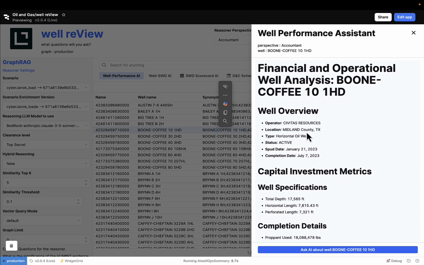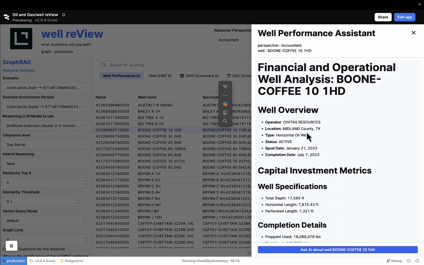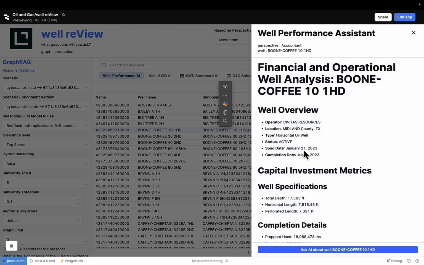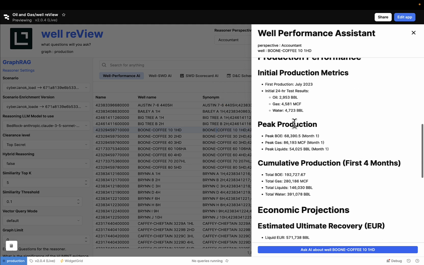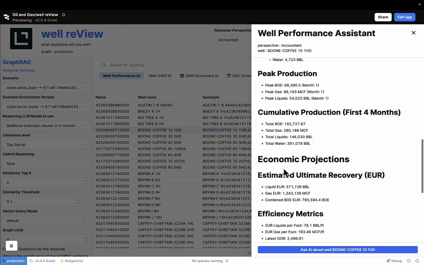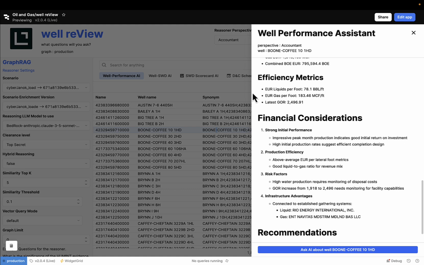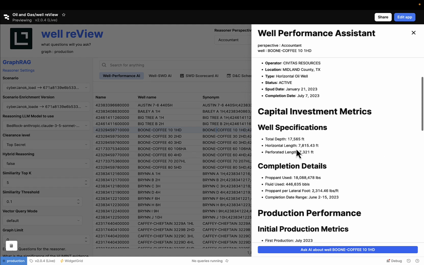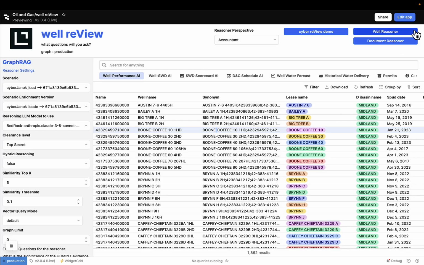One of the things is all these entities we have in the system have so much information in there. It depends which perspective you're looking at it from. If you're a drilling engineer, you're going to want to see all the technical oil and gas data. But if you're an accountant, you're probably going to care less about that, and you'll be more interested in production information, economic production, how efficient this well is, and what the financial considerations are. So it really changes how the AI is behaving.